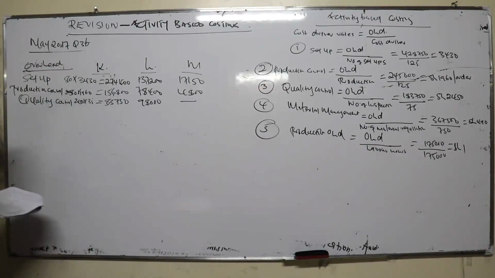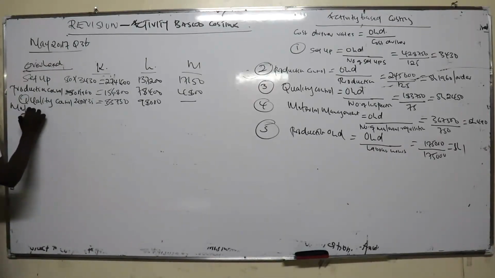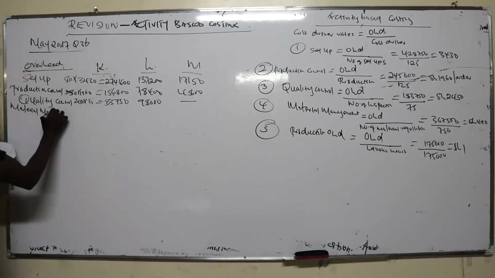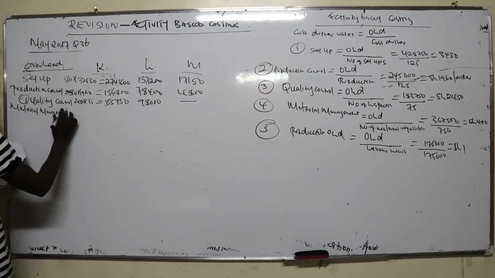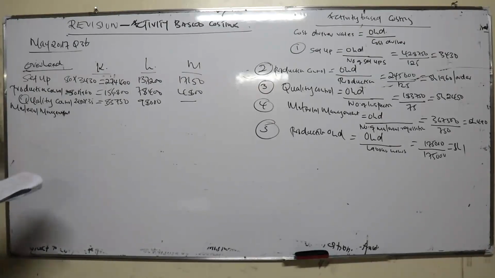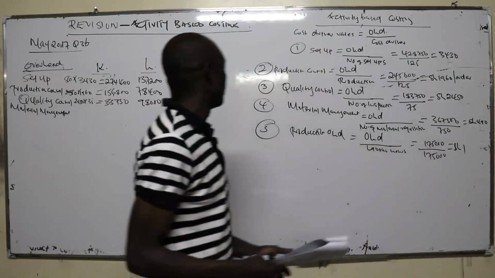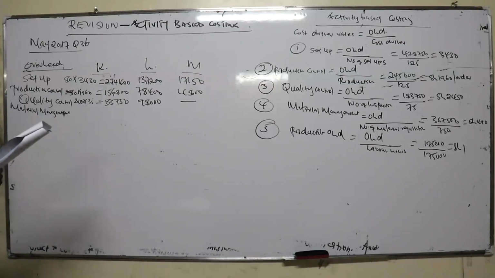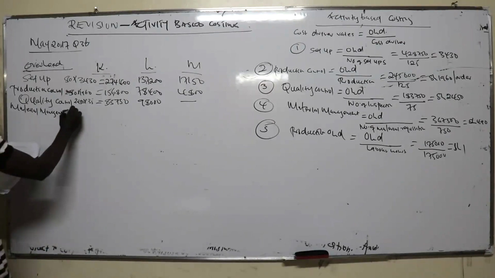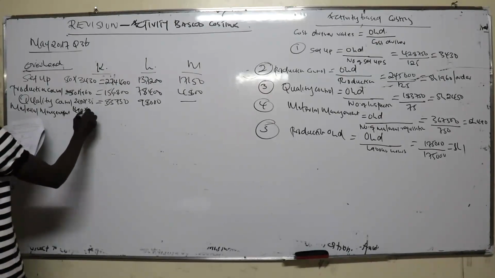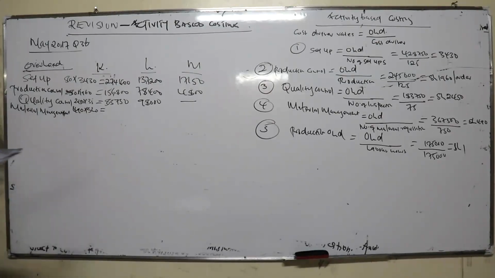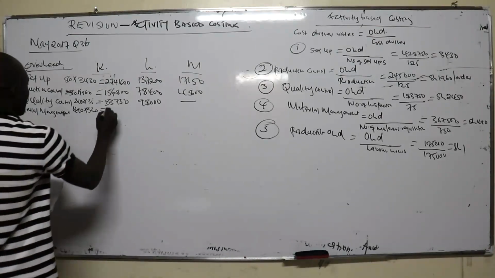We go to material management. So material management, we are going to take 490, and then we are going to multiply by the material requisition. So 490, you multiply by 320. That one will give you 156,800.